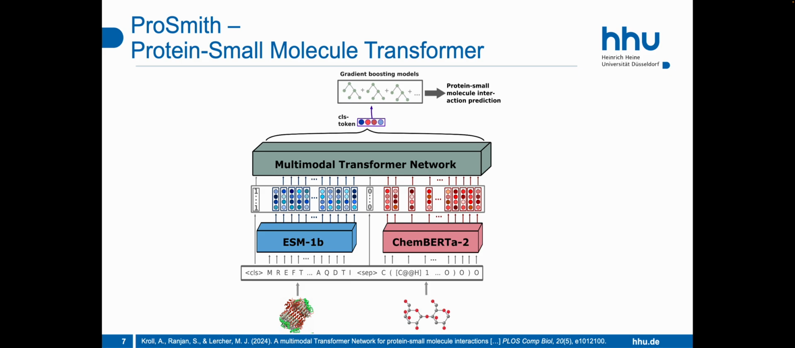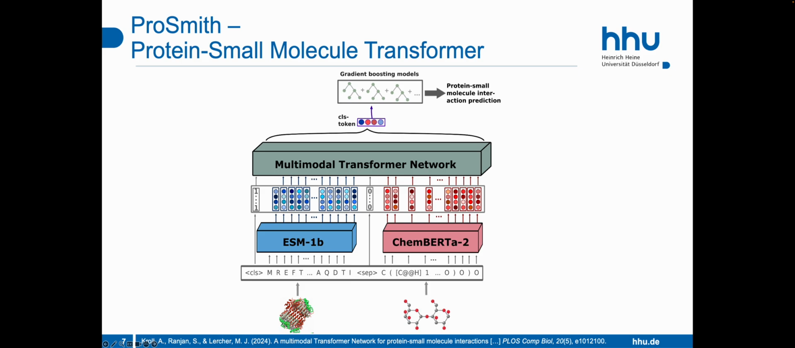We are now looking at the ProSmith transformer network encoder that allows us to process both a protein amino acid sequence and a small molecule SMILES string. The architecture of this model resembles most closely the second architecture type that we have seen on the previous slide. We first tokenize both sequences separately and pass them through the ESM-1b protein transformer network and the ChemBERTa-2 small molecule transformer network respectively. This gives us meaningful embeddings for all tokens from both input types.